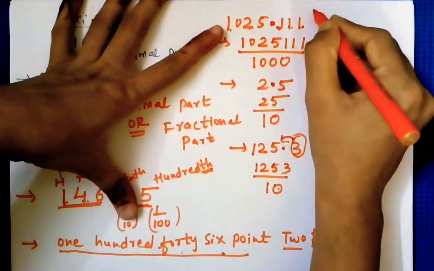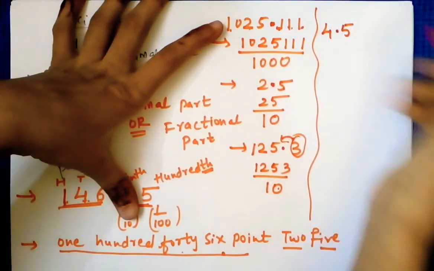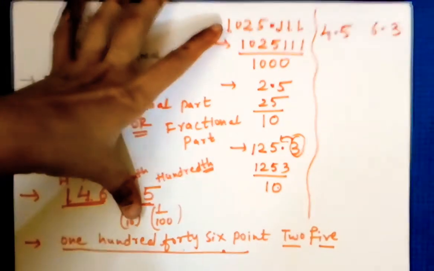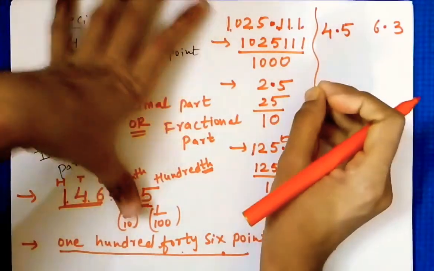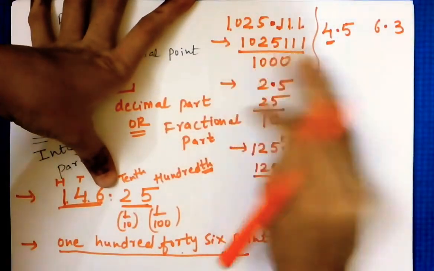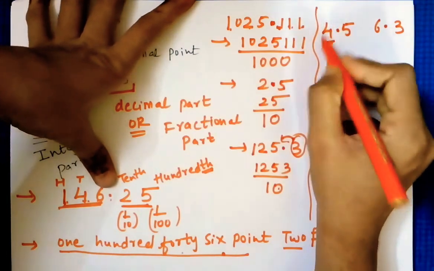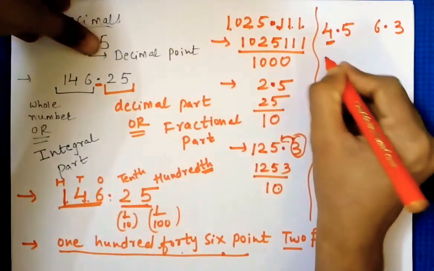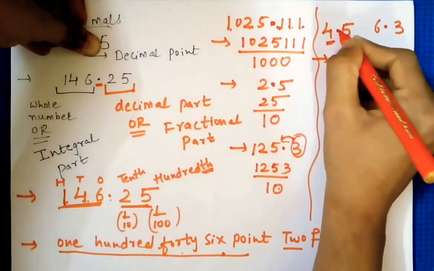Now how can we compare decimal numbers? For example, if I write 4.5 and if I write 6.3, how can we compare which decimal number is greater? So 4.5 means a little more than 4. So 4 is our complete whole number and then 0.5. As I told you, 0.5 means 5 upon 10. This 4 is a whole number, or integral part. So we are taking this 4 whole part, and then 0.5.